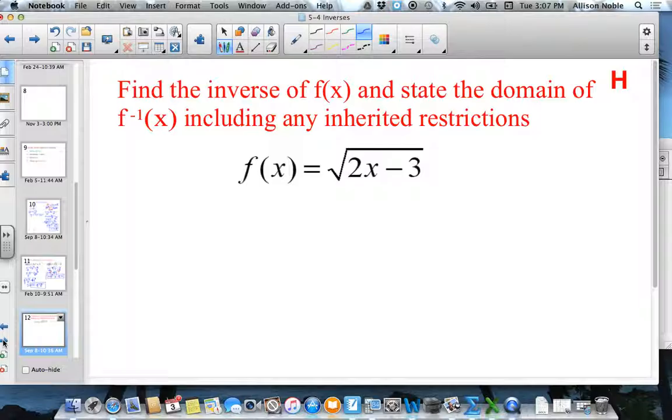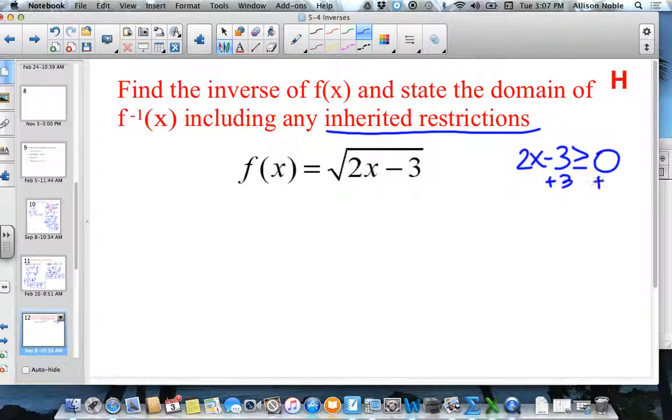Okay, so this is also a new one. If we were taking the square root of something, we cannot take the square root of a negative number and end up with a real number. So, inherited restrictions is talking about our restrictions from our original function. This is our original function, and the inherited restrictions means that 2x minus 3, or anything under the square root symbol, must be greater than or equal to 0.